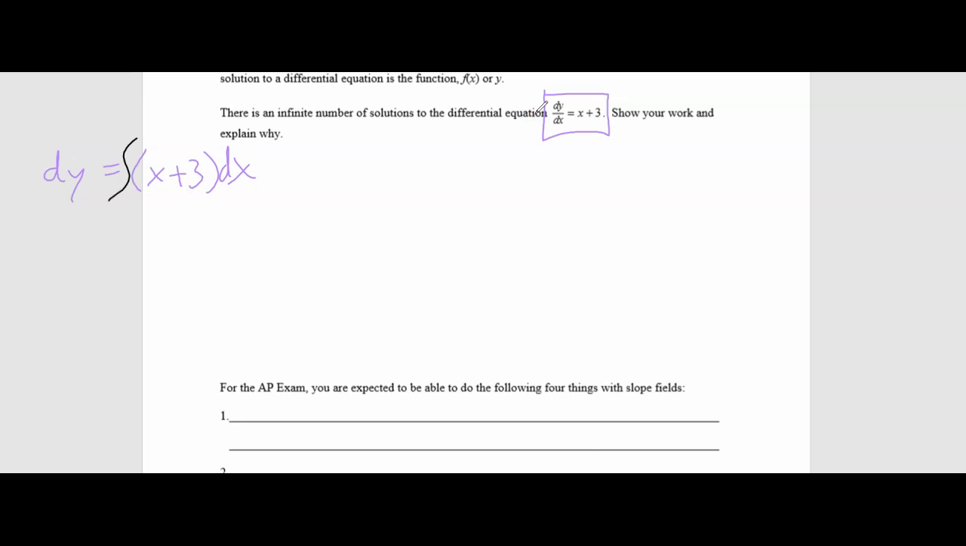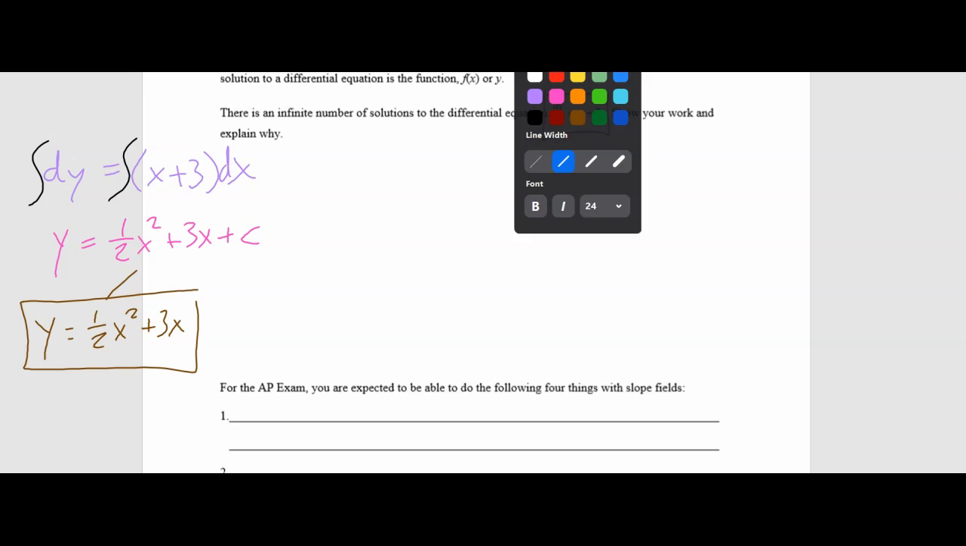I'm going to integrate both sides. This one's pretty straightforward, obviously. And I get y is equal to 1/2 x squared plus 3x plus c. Well, this is the general solution, but if I wanted to specifically show that there are multiple specific solutions, I could just change that constant of integration. So I could have y is equal to 1/2 x squared plus 3x, I could just have plus 0, right?